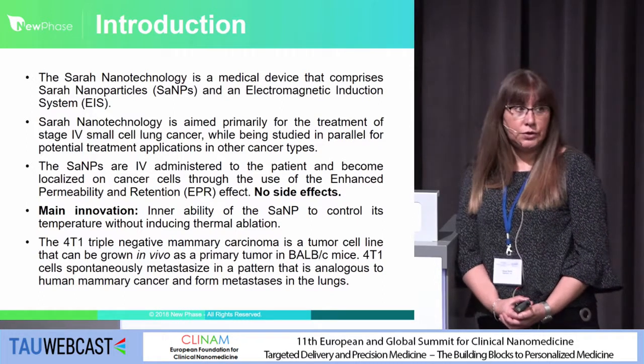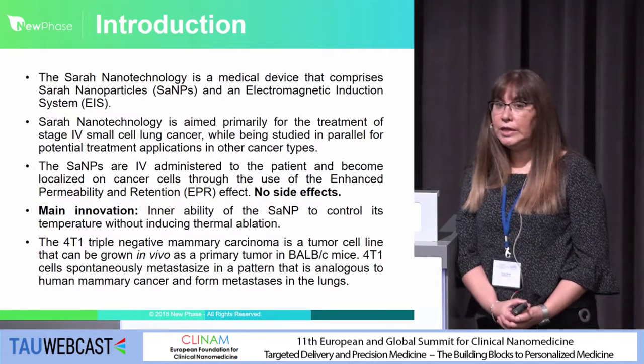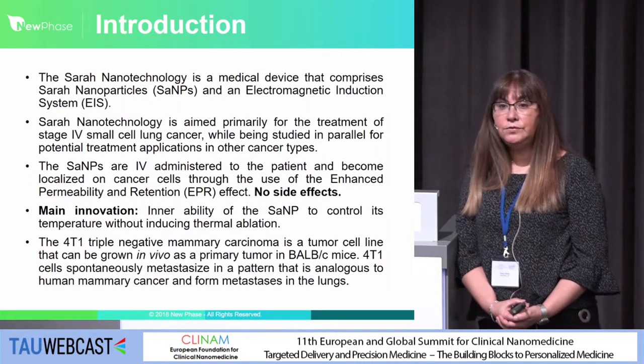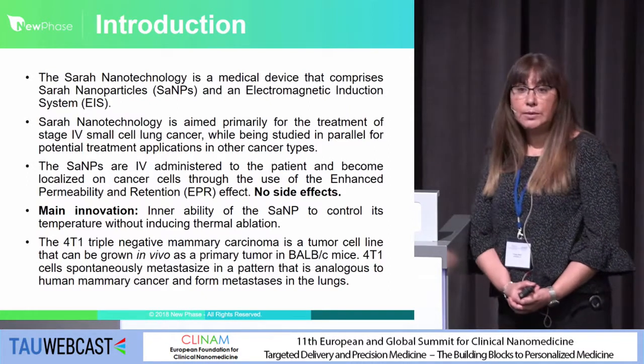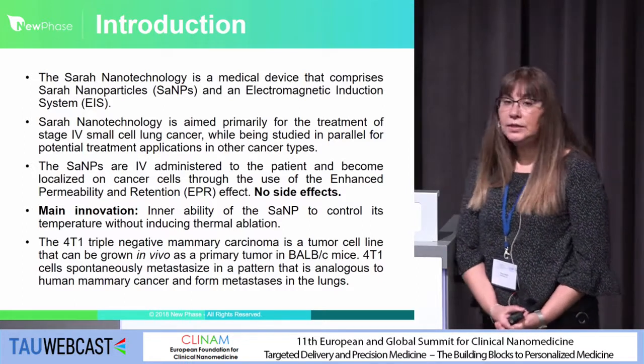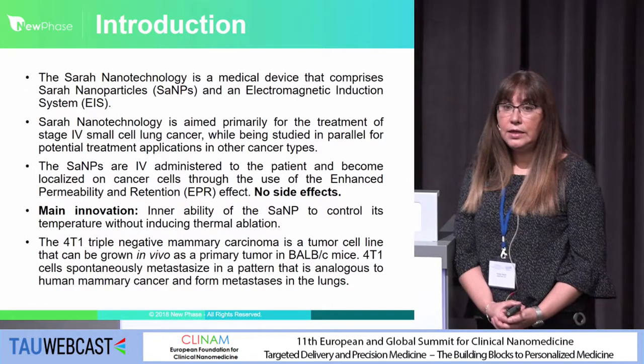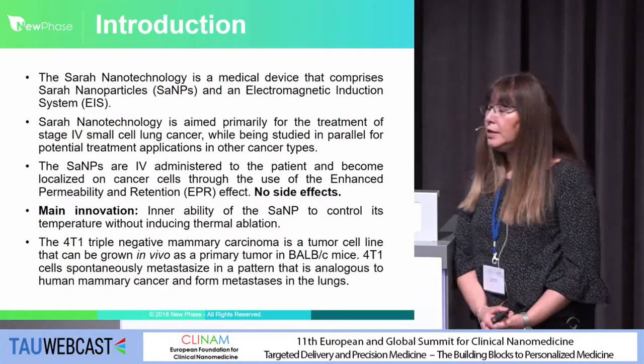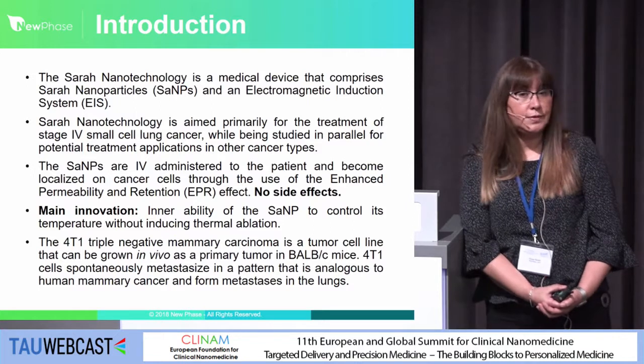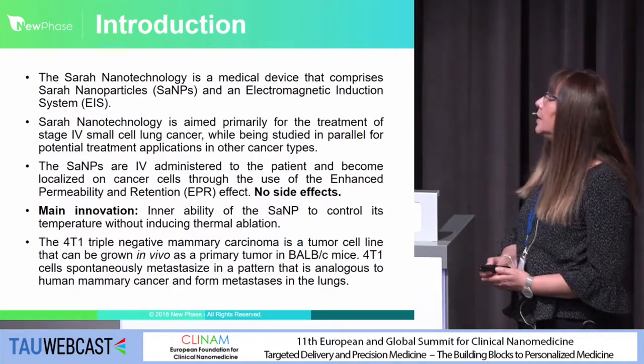Now, the model of choice in the experiments that I will show you today was based on the 4T1 triple-negative mammary carcinoma that forms spontaneous metastases in the lungs and is similar to those found in human breast cancer.